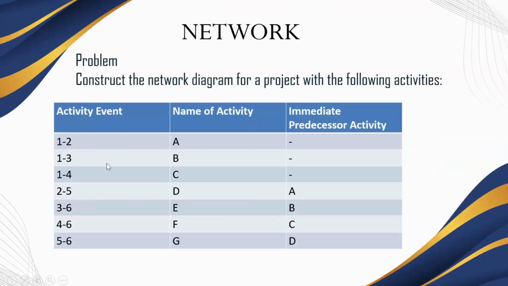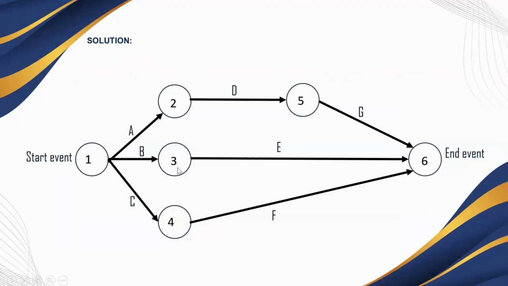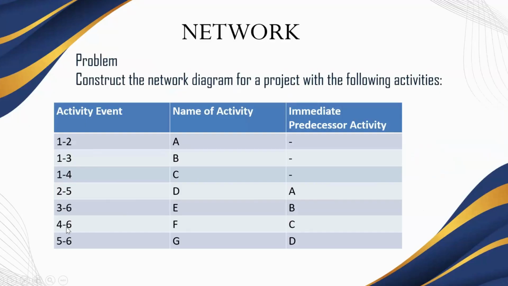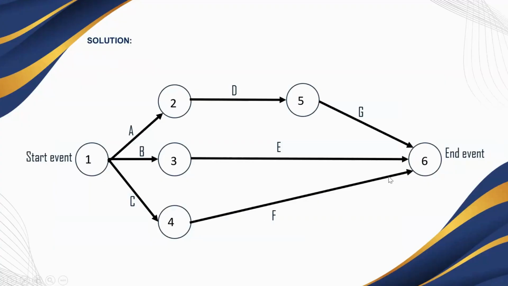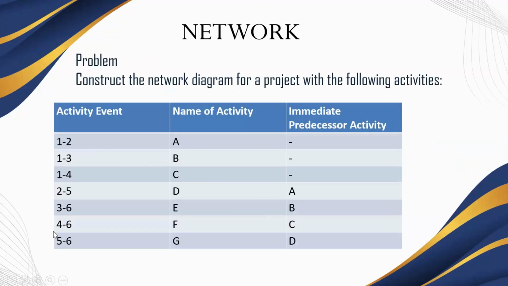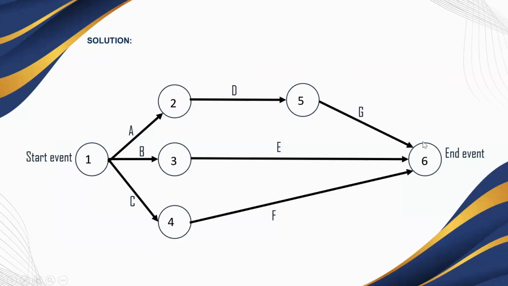From 3, we will go to the 6, and in between them, we will allocate the E. From 4 to 6, we will allocate F in between them. And from 5 to 6, we will join them and allocate G between them.